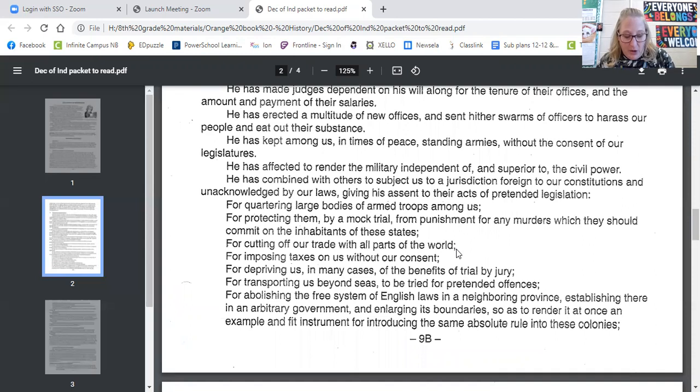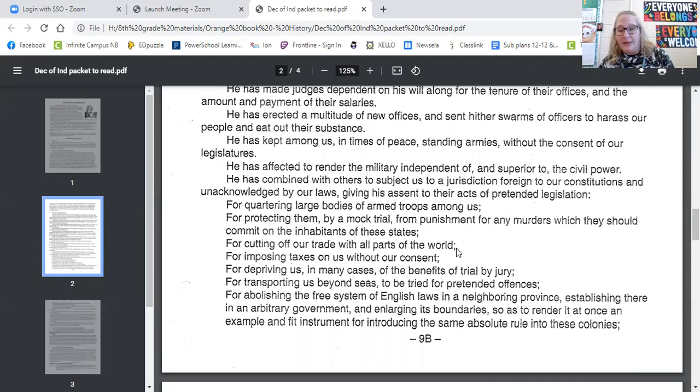Highlight this part. For imposing taxes on us without our consent. Taxes without choices. For depriving us in many cases of the benefits of trial by jury. Highlight that part. Again, not fair trials, simply putting people in jail for no reason. Keep highlighting. For transporting us beyond seas to be tried for pretended offenses.